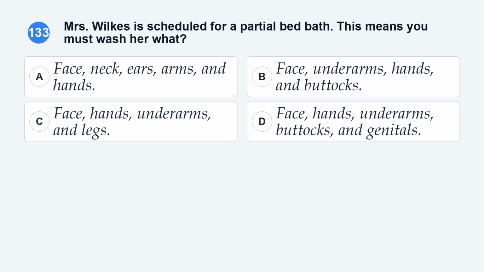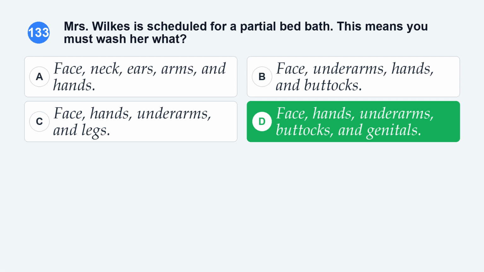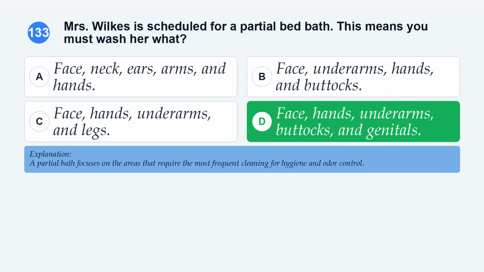Option A. Face, neck, ears, arms and hands. Option B. Face, underarms, hands and buttocks. Option C. Face, hands, underarms and legs. Option D. Face, hands, underarms, buttocks and genitals. The correct answer is option D. Face, hands, underarms, buttocks and genitals. Explanation. A partial bath focuses on the areas that require the most frequent cleaning for hygiene and odor control.